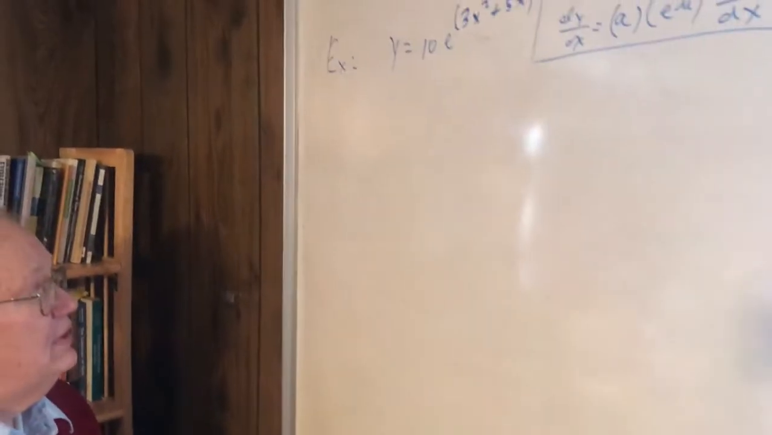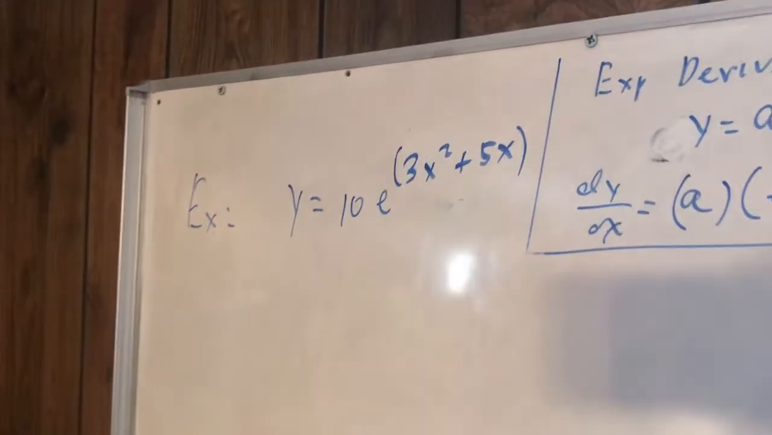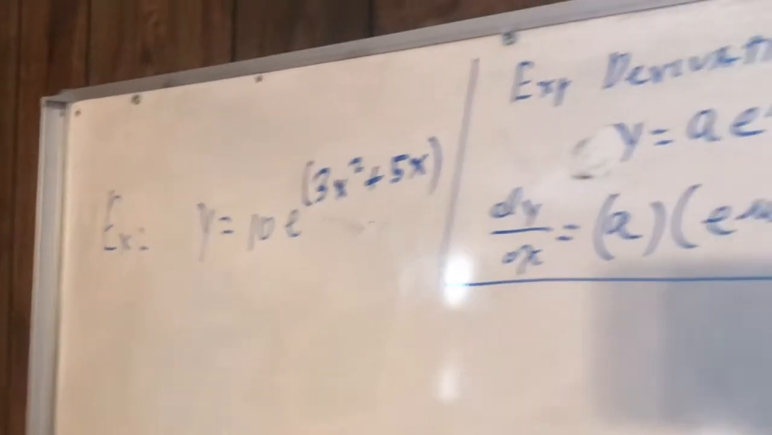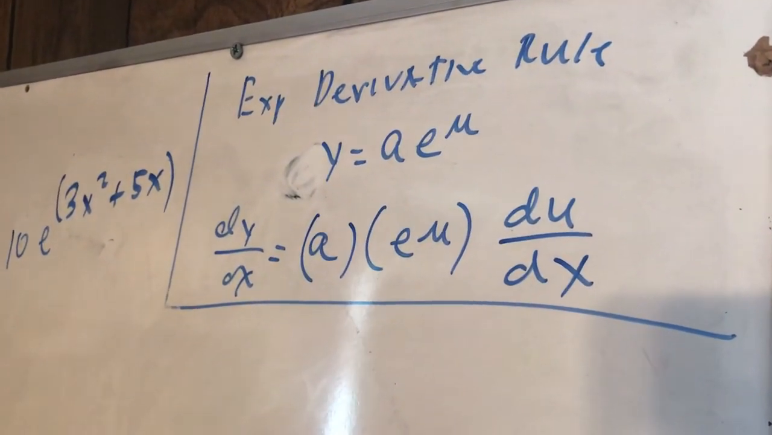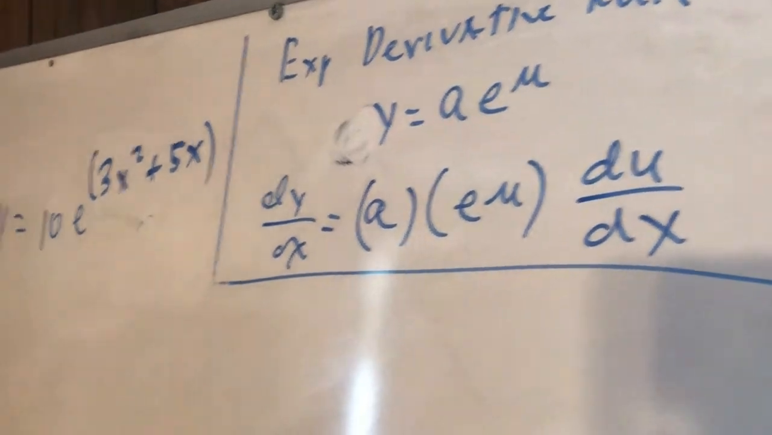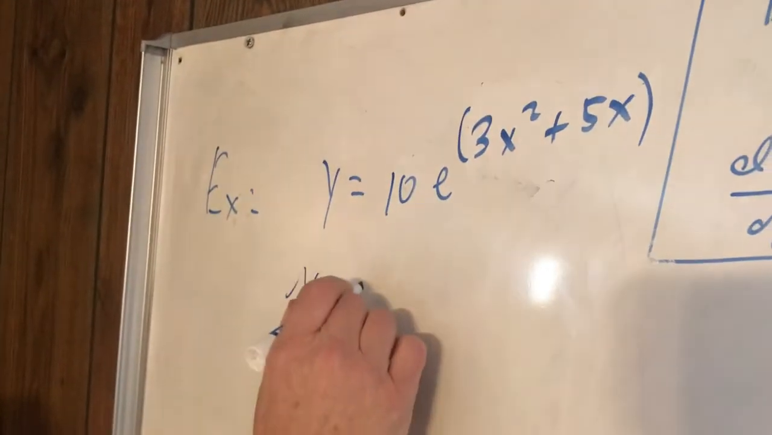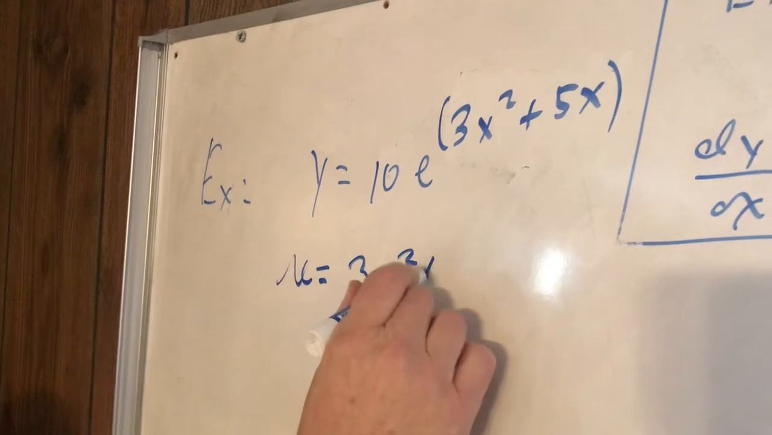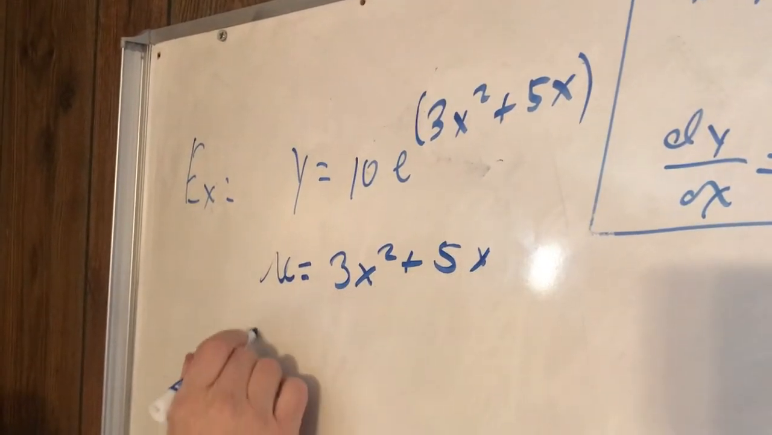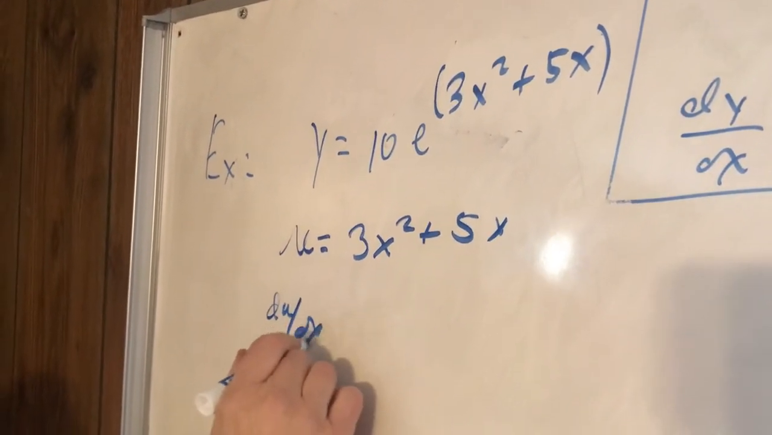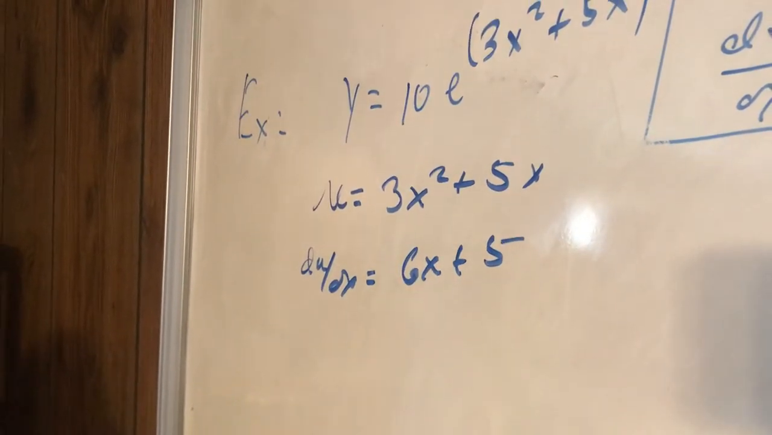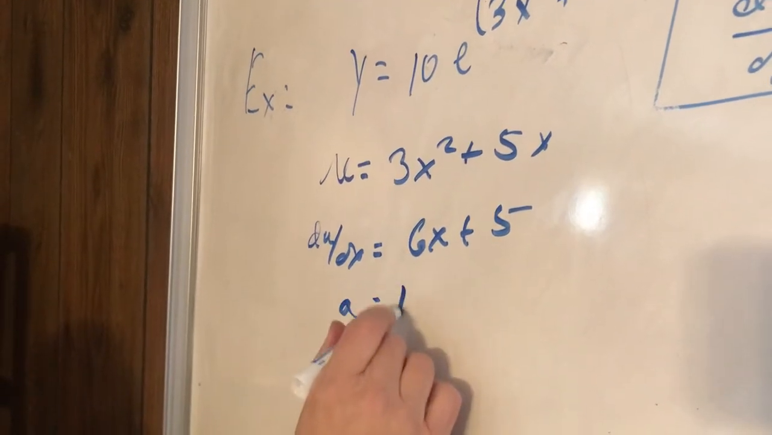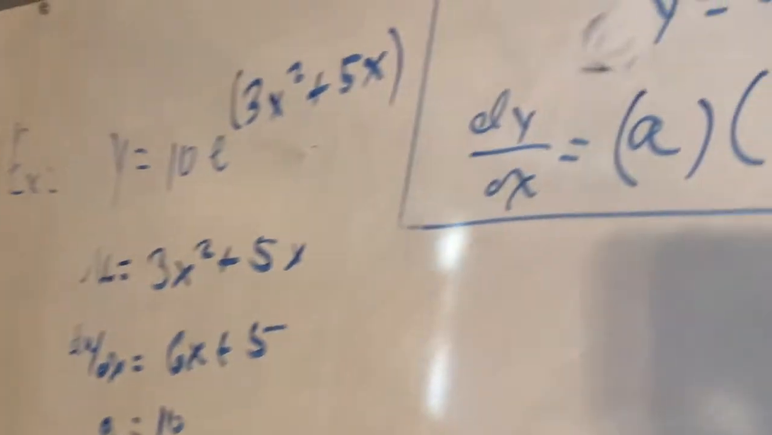All right, we're on. Example 2, y equals 10e to the 3x squared plus 5x. That's the exponent. There's the rule right there. If y equals a e to the u, dy dx is a times e to the u times du dx. So all I have to do is define u equals 3x squared plus 5x, and du dx is going to be 6x plus 5. Now a is 10, so don't forget, we now have to define a also.